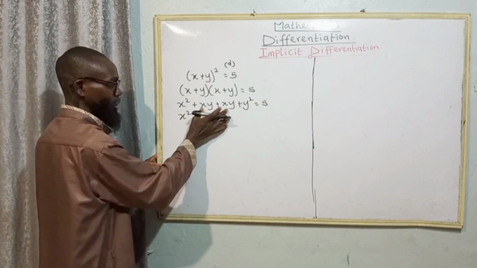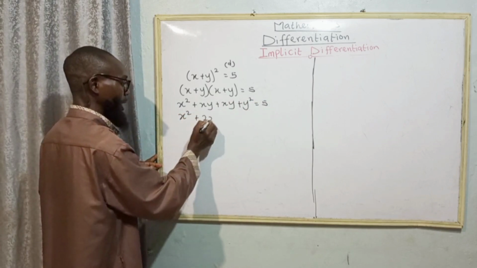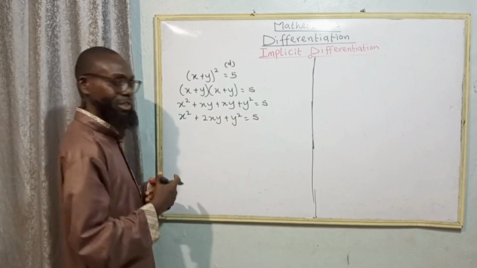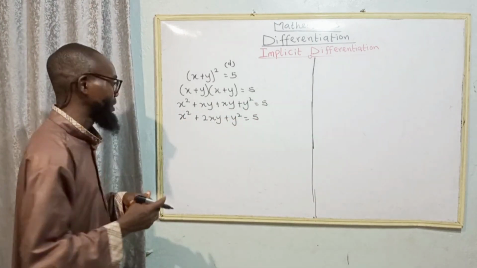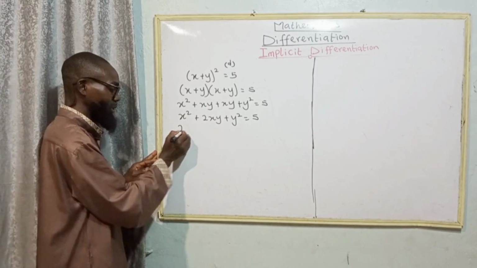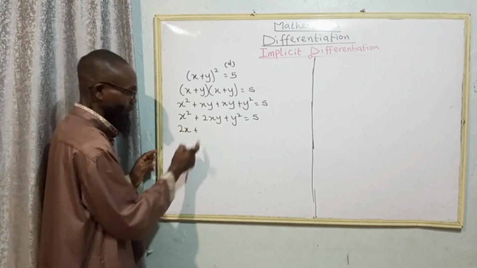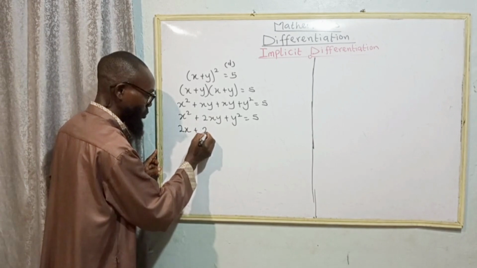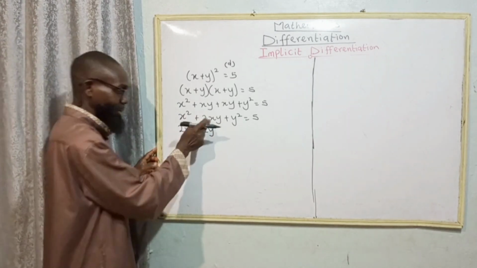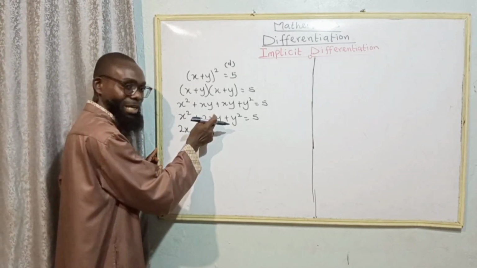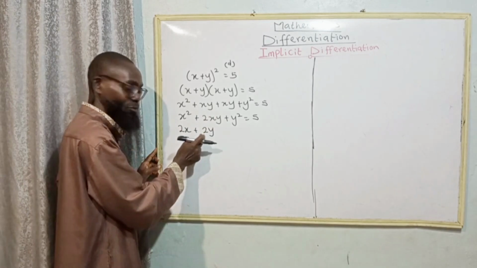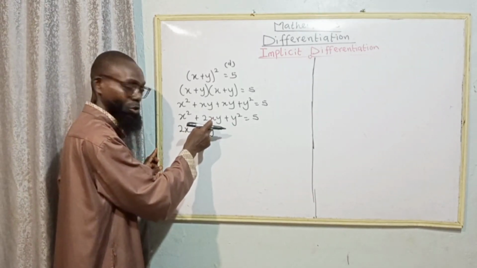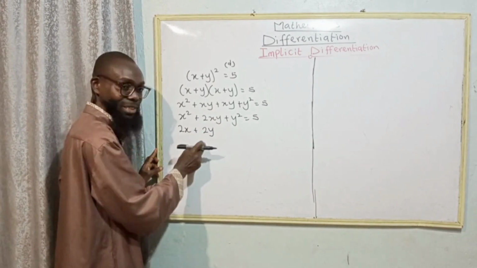x squared, when you sum up this one, we have plus 2xy plus y squared equals 5. Let us now differentiate this implicitly. Differentiation of this one, we have 2x plus, when you differentiate this x, y will remain constant. We're going to have 2y. That's it. Differentiation of x, it has 1 at the power, 1 times 2, we have 2. So 1 minus 1, we have 0. So anything plus 0 is 1. 1 times 2, we have 2. Then y is still there.